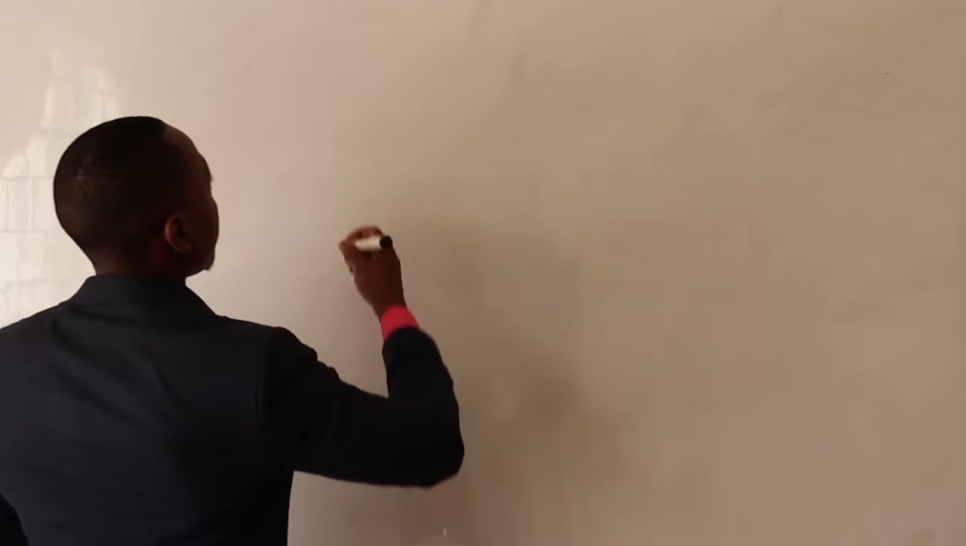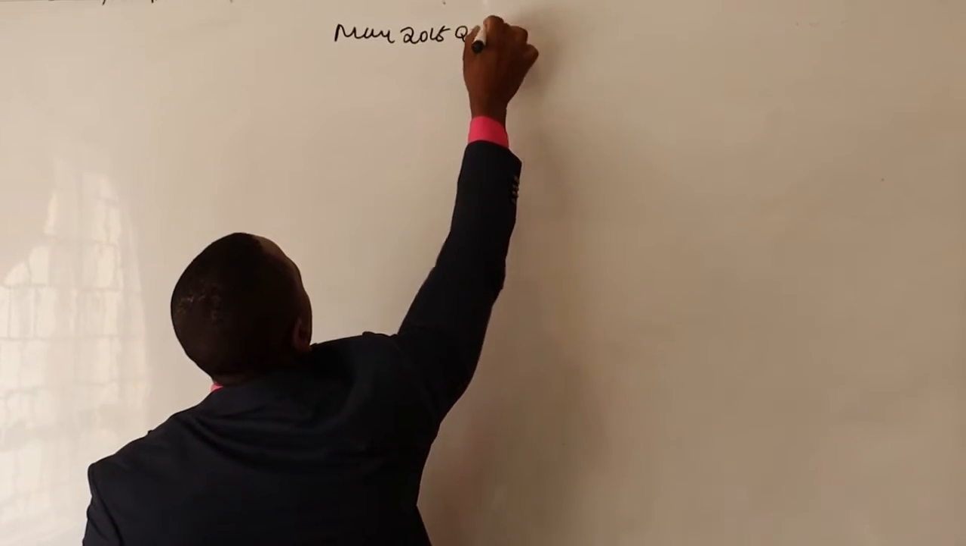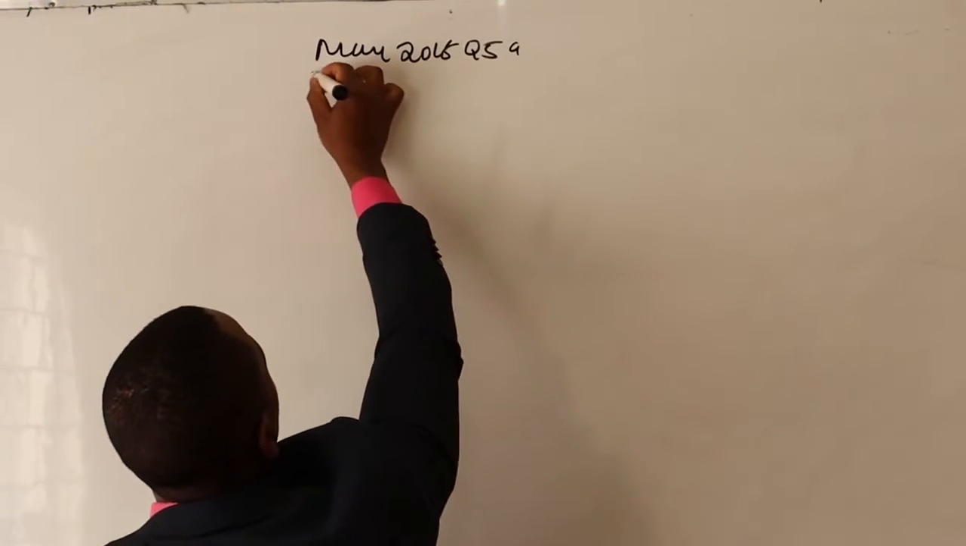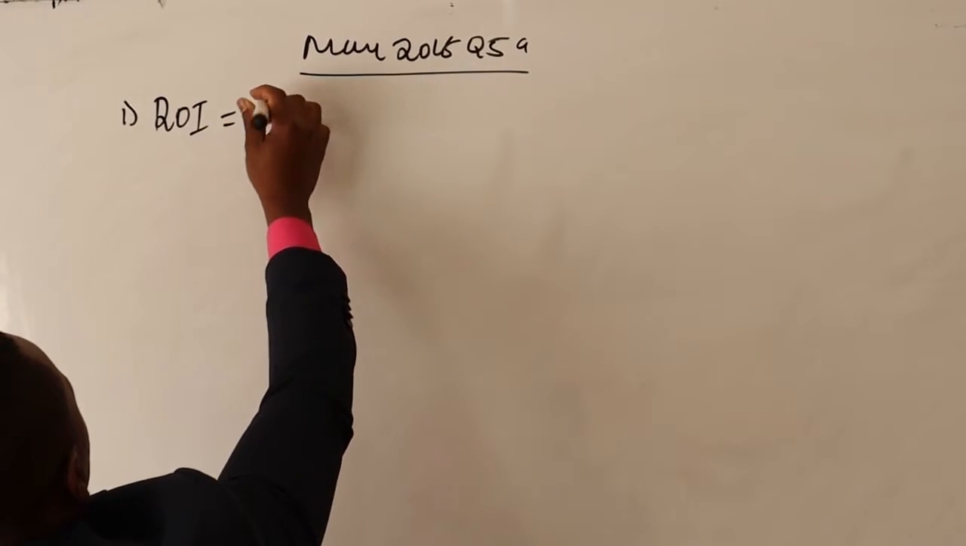Number 3: the divisions' planned investments have the following features. We're given for both B and C the capital required for investment, the revenue generated, and the net profit margin required. For each of the two divisions, number 1, you determine the return on investment, and number 2, residual income. So we are doing May 2018, question 5, part A. Required number 1, you're supposed to get the return on investment. How do we get this?